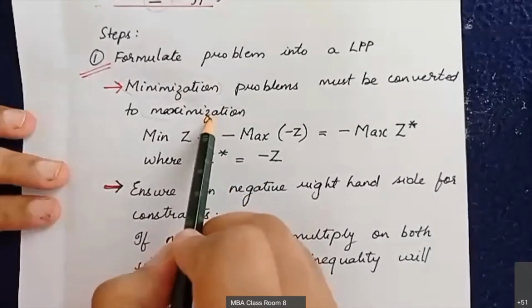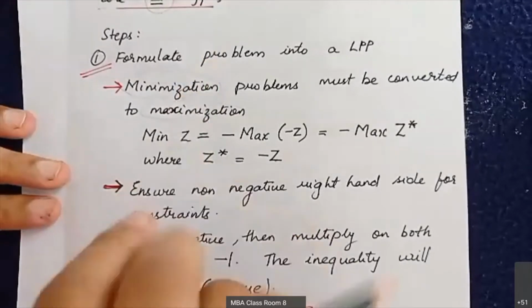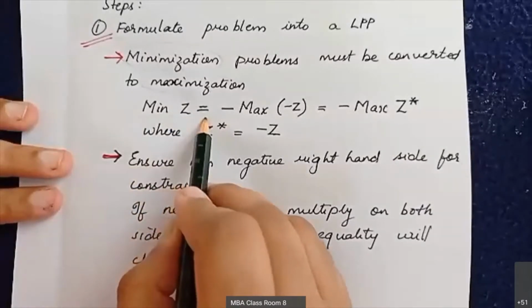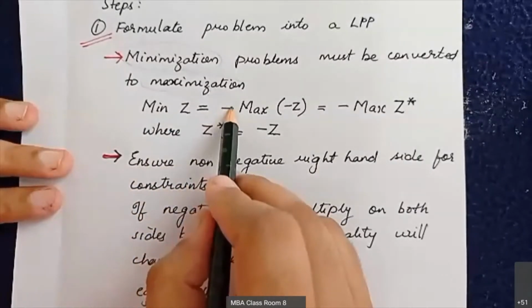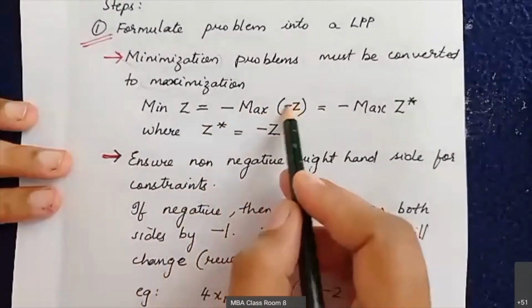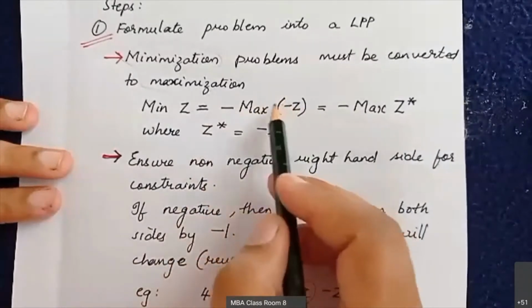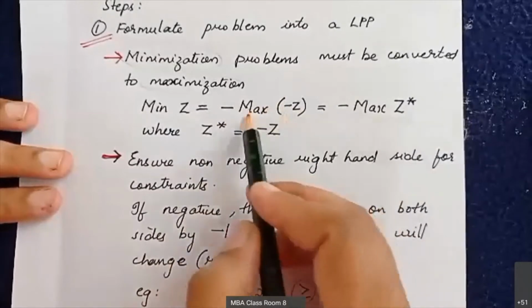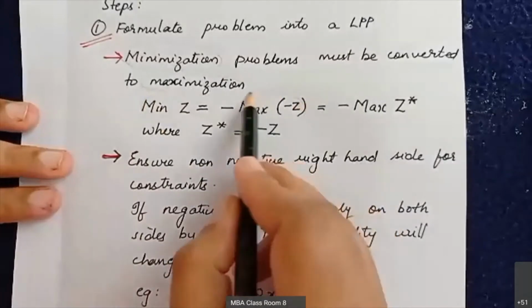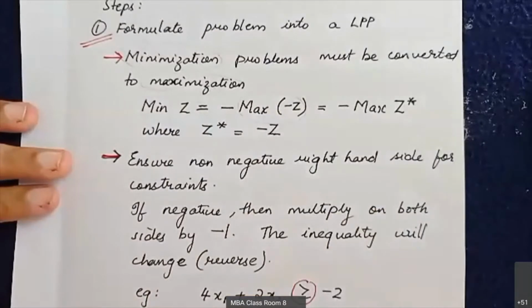And how will you do that? How can you convert a minimization problem into a maximization problem? Just look at the step over here. Minimize z is equal to, you are putting a minus sign here. You write max, and again for the z you put a minus z. So you are putting minus into minus, it will become plus. So in effect, there is no change, but for solving this problem, the minimization problem has to be converted into a maximization problem. I'll just show with an example.